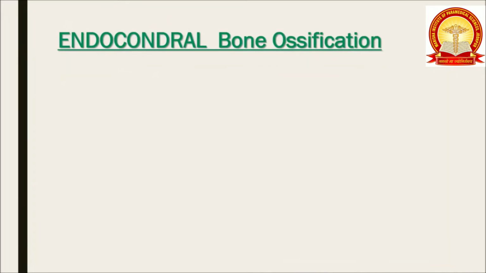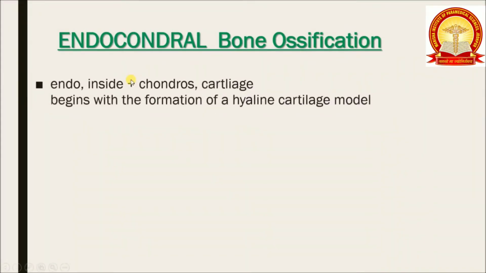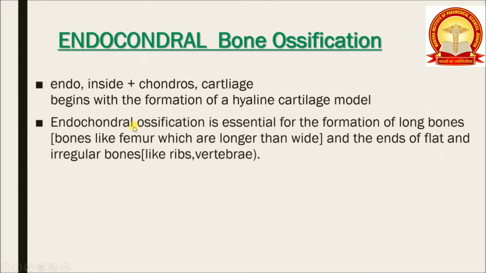And now endochondral bone ossification in depth. Endo means inside, chondros means cartilage. Maybe begin with the formation of a hyaline cartilage model. Endochondral ossification is essential for the formation of bones like femur, which are longer than wide, and the end of the flat and irregular bones like ribs and vertebrae.